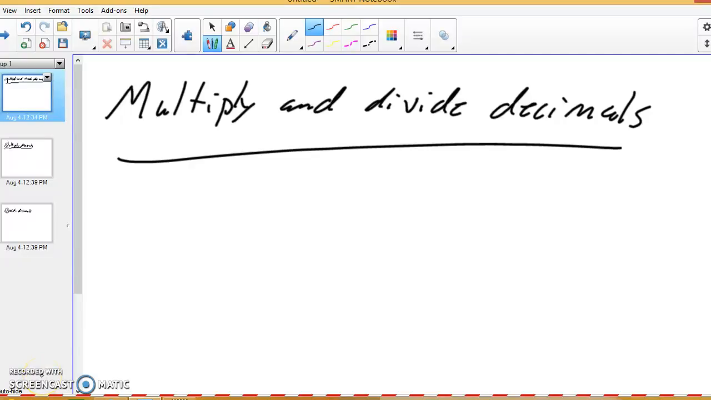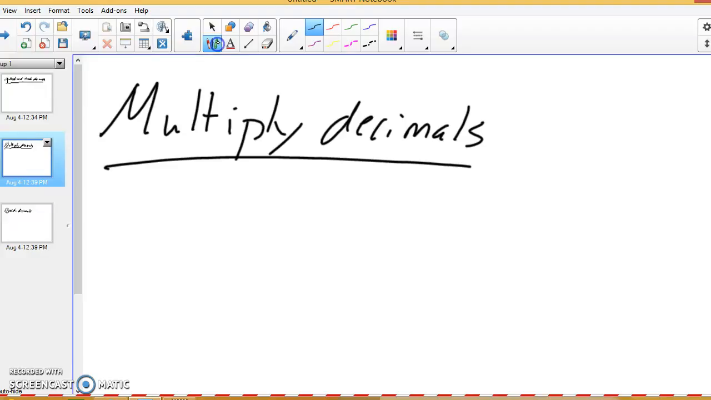In this lesson, we're going to learn about how to multiply and divide decimals. So we'll start with how to multiply decimals. Now, multiplying decimals is very similar to just the regular multiplication algorithm. There's just a little thing that we got to change about it. So we'll start with an example and walk through the certain steps.